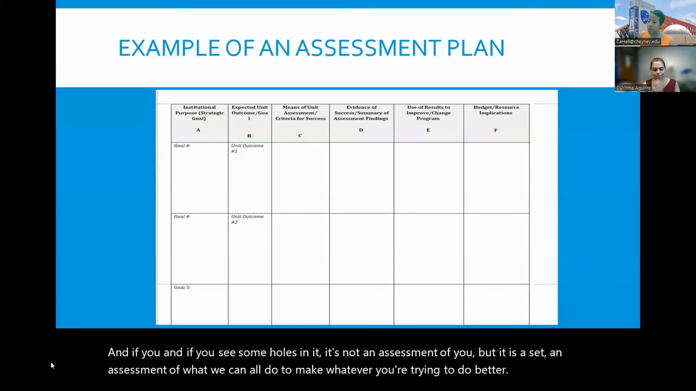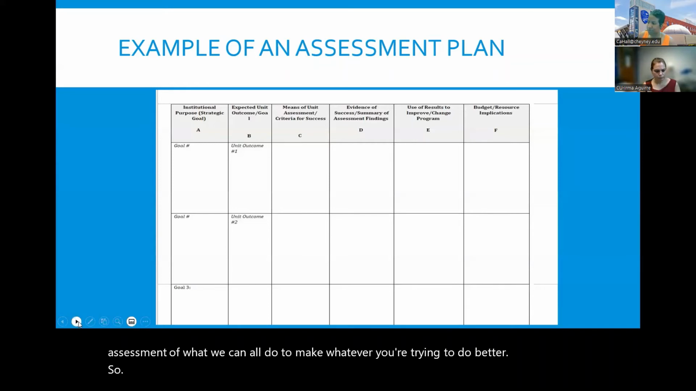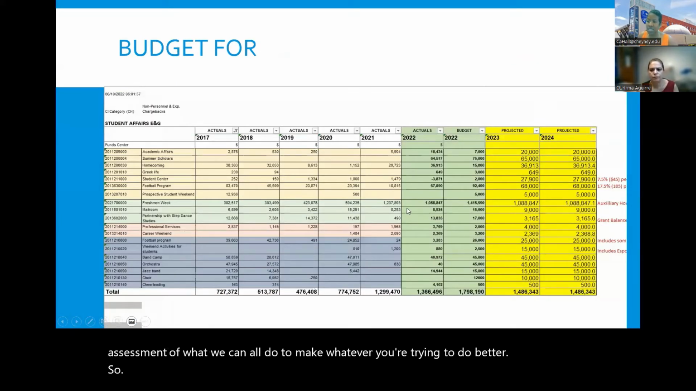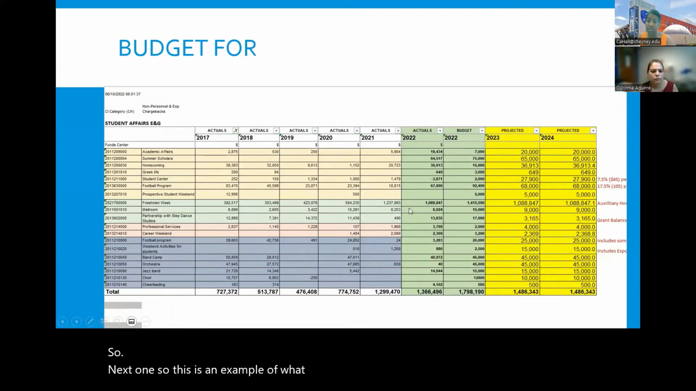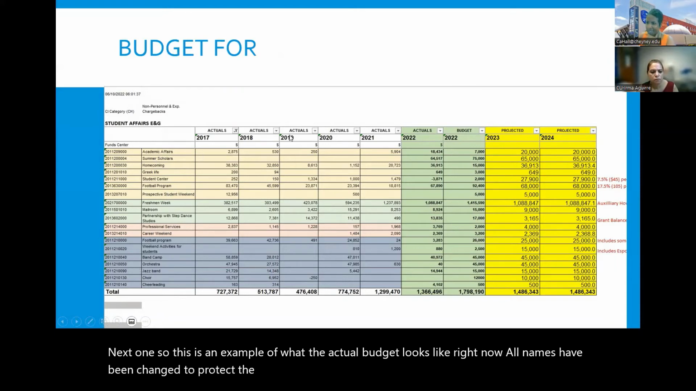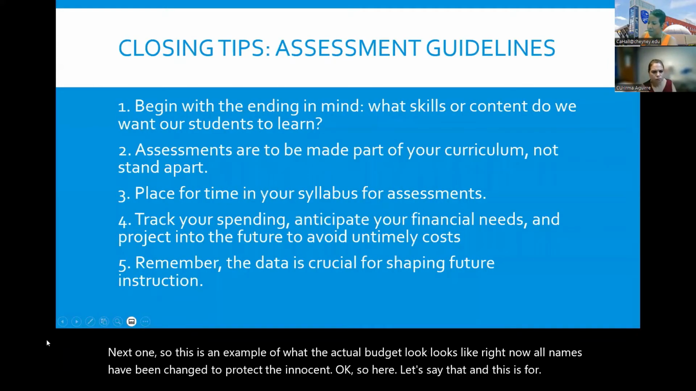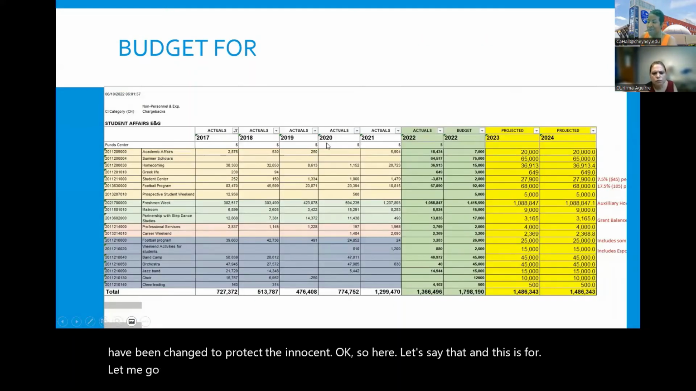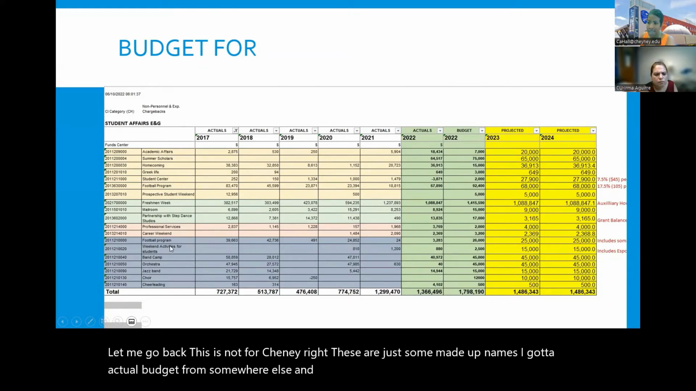Okay, so next one. This is an example of what an actual budget looks like, right? Names have been changed to protect the innocent. Okay, so let me go back. This is not for Cheney, right? These are just some made up names. I got an actual budget from somewhere else and I changed the names.